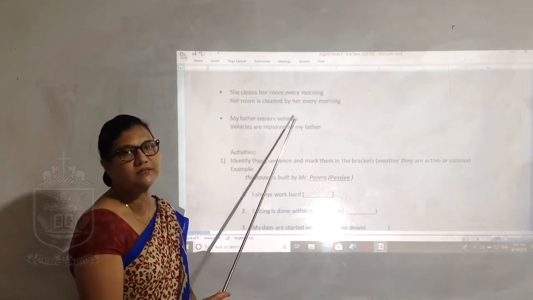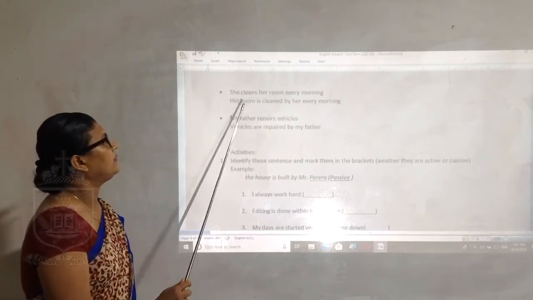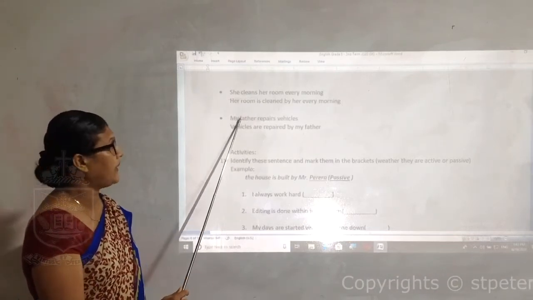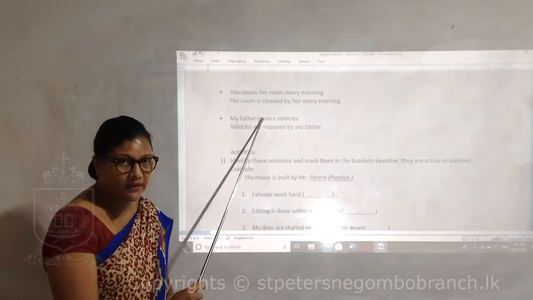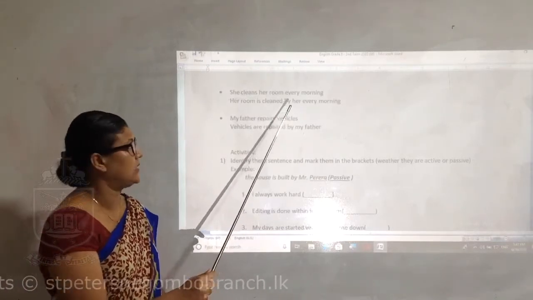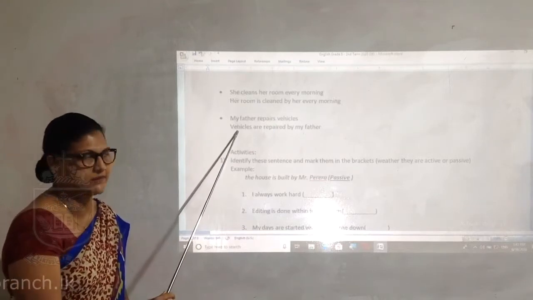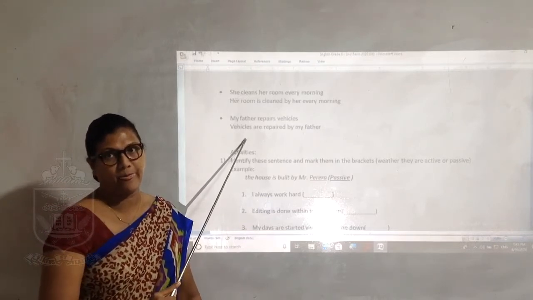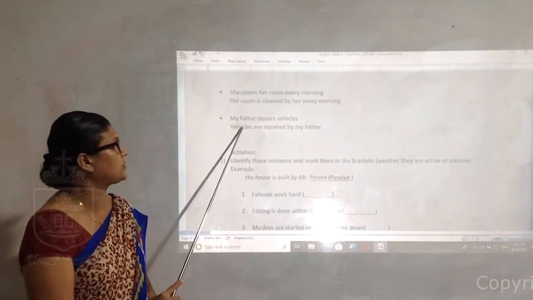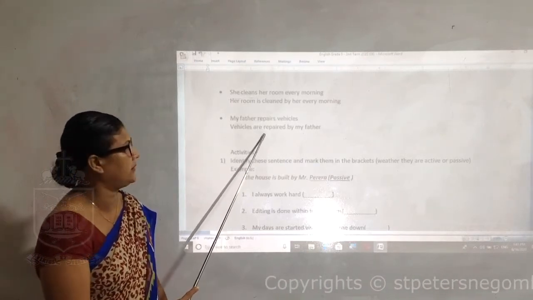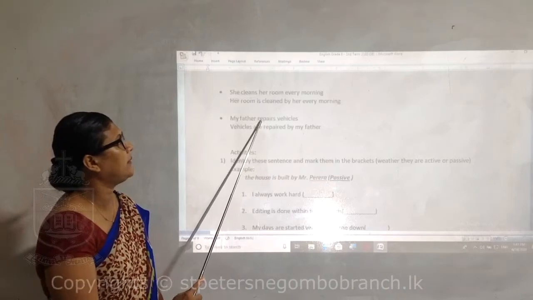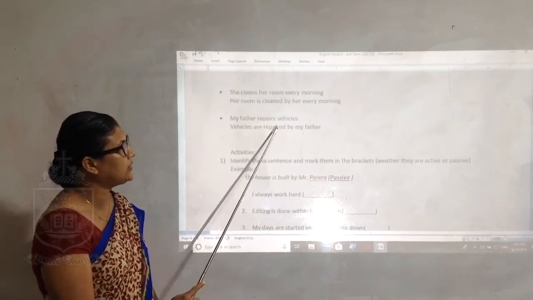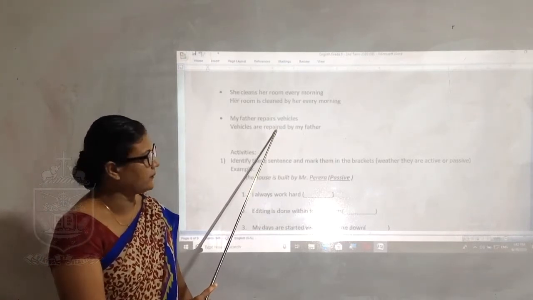My father repairs vehicles. What is the object in this sentence? The first sentence, my father repairs vehicles. My father is the subject, repairs is the verb, vehicles is the object. So write this word at the beginning, vehicles. The word vehicles is a plural word. The number of this object is plural. So we need the auxiliary are here. Repaired. Repair, repaired. This is the past participle form of this verb. So we have got this verb from the third column of the verb list.